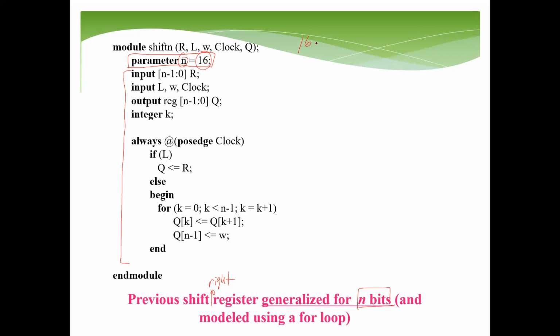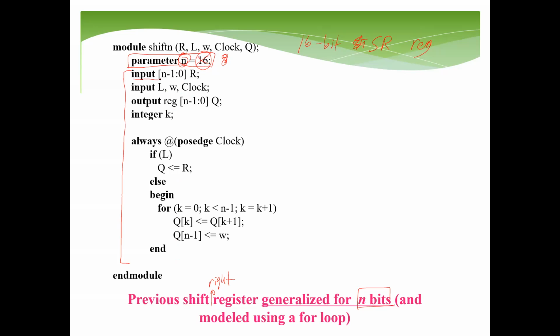That means this is a 16-bit shift right register. Now, if I want an 8-bit shift right register, all I need to do is come to the code and change this to 8. So the remaining part of your code should work with the value n.